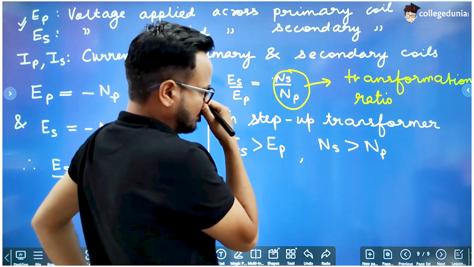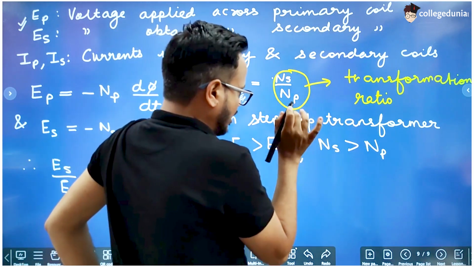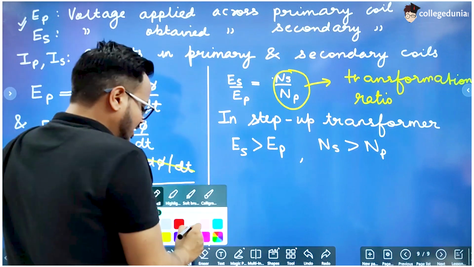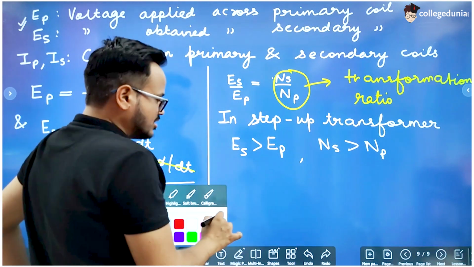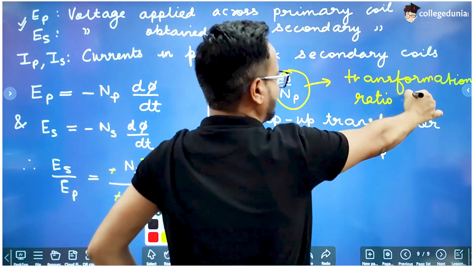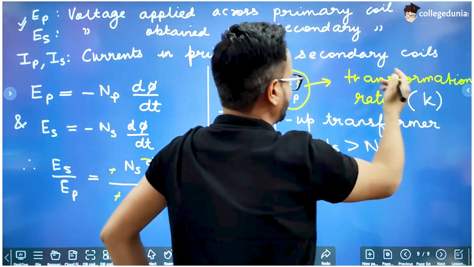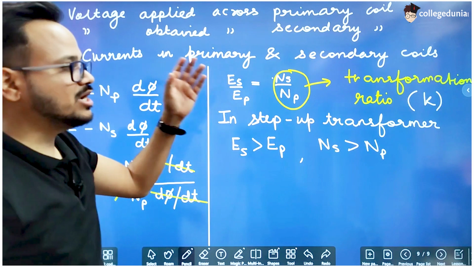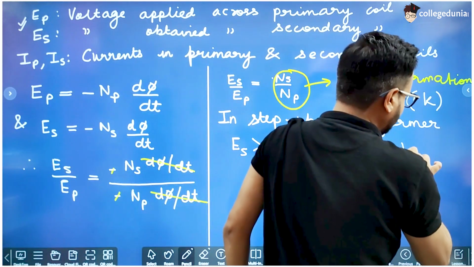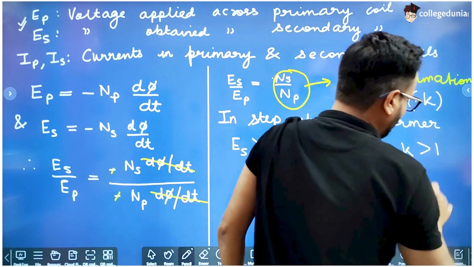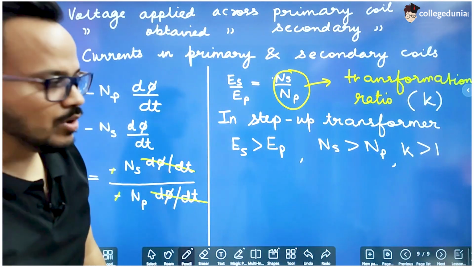So this is a step up transformer. In case of a step up transformer, what is the value of the transformation ratio? This transformation ratio is represented by K. In a step up transformer, the numerator is more than the denominator, so obviously the value of K in a step up transformer is more than 1.